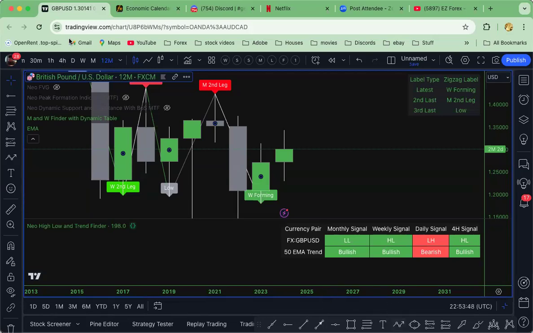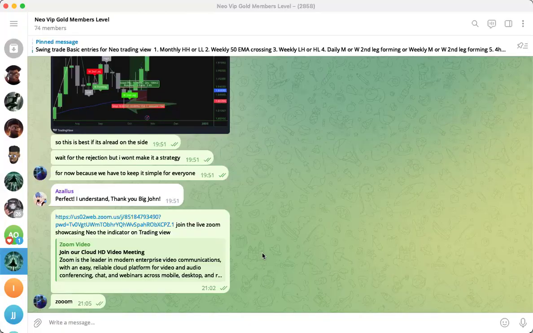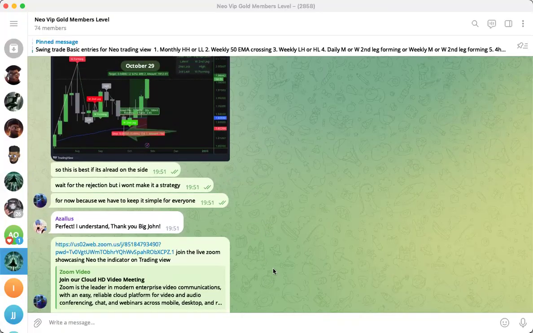Boom, boom, boom. Let's close this. All right, cool. Let's just share this with you here. You should be able to see my TradingView. Sorry, you should be able to see my Telegram. Is that correct, people? You can see it? Yes.